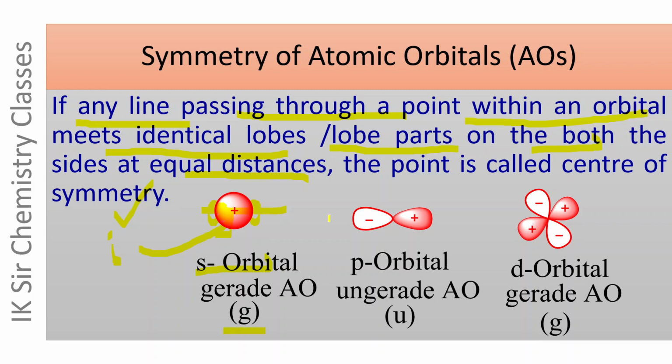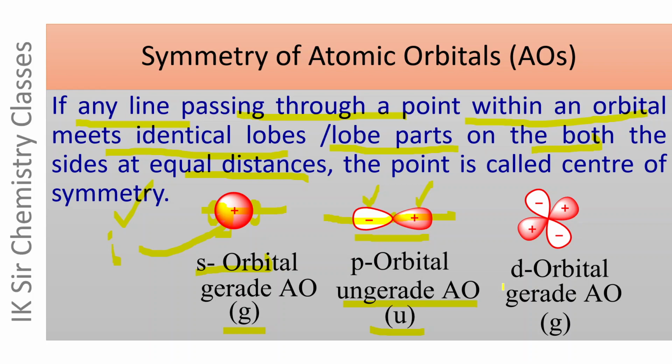On the other hand, if we pass a line through this point present in the p orbital, we get different lobes on both the sides. This lobe is positive while this lobe is negative, and hence the p orbital has no center of symmetry. It is an ungerade atomic orbital and it can be represented by u. The s orbital is gerade while the p orbital is ungerade.